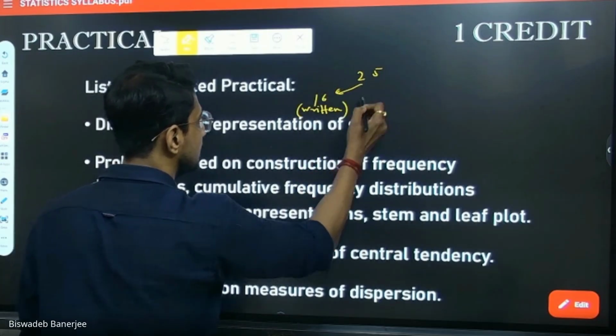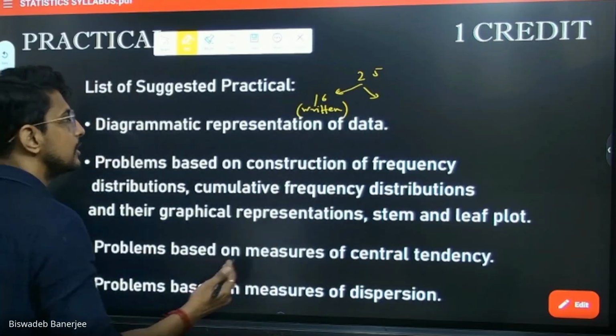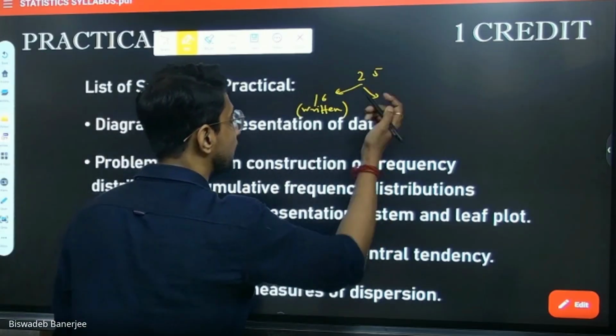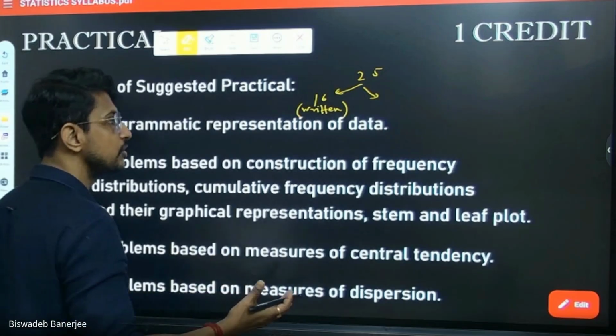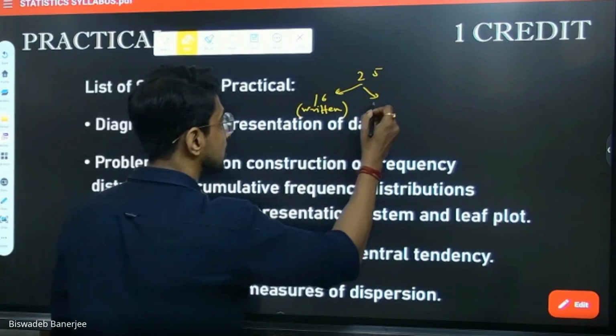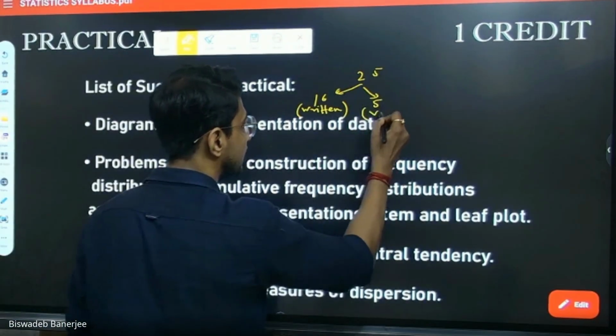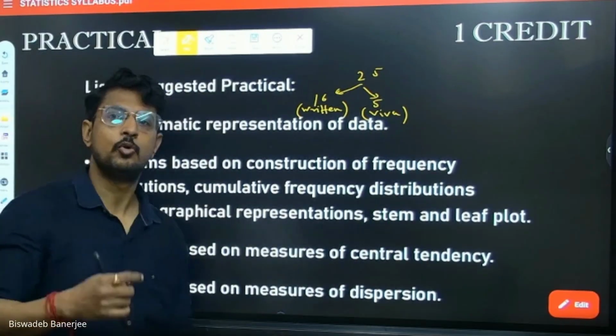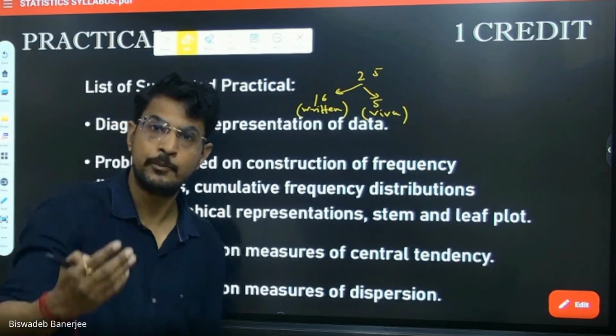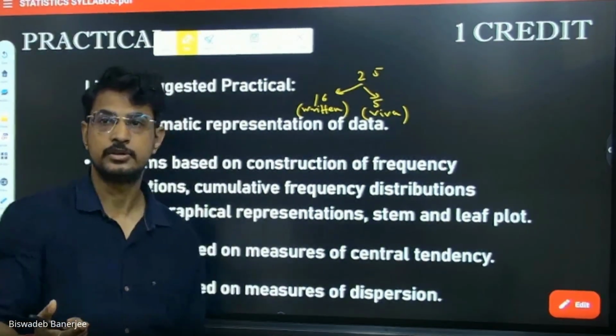Now, apart from this, college will take some viva questions that you have to answer. That part contains only 5 marks. So 5 is from viva, which is an oral exam where you have to give answers to the examiner.